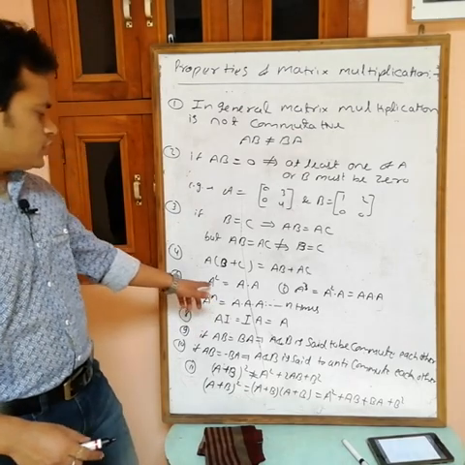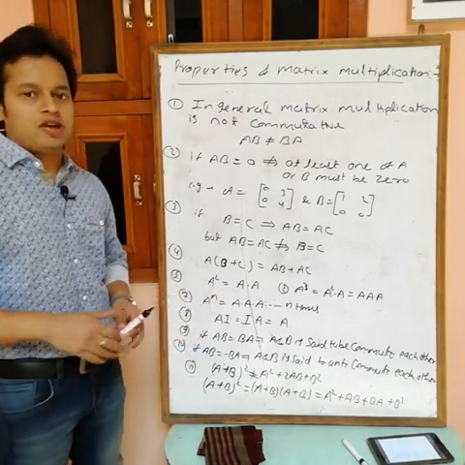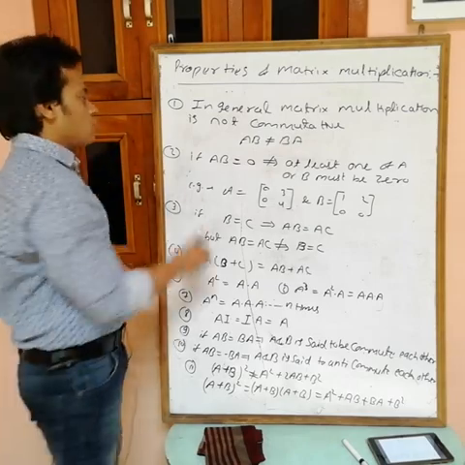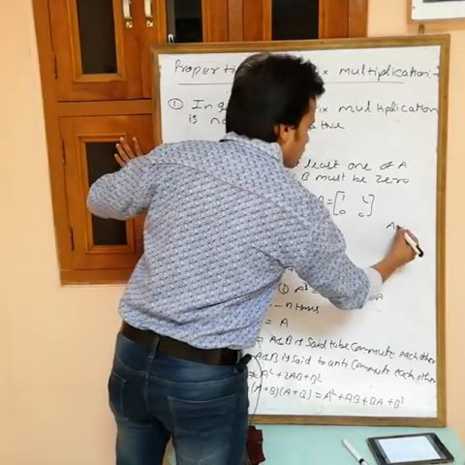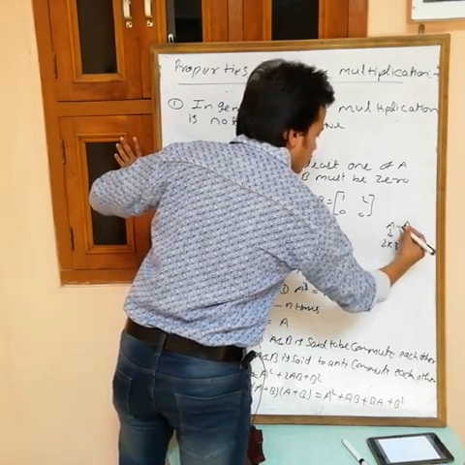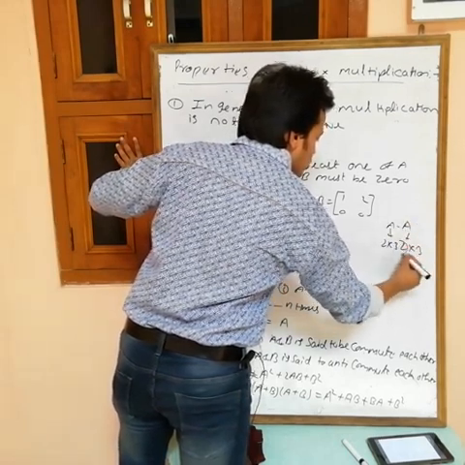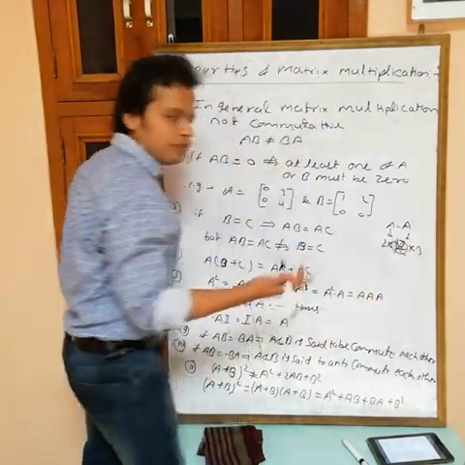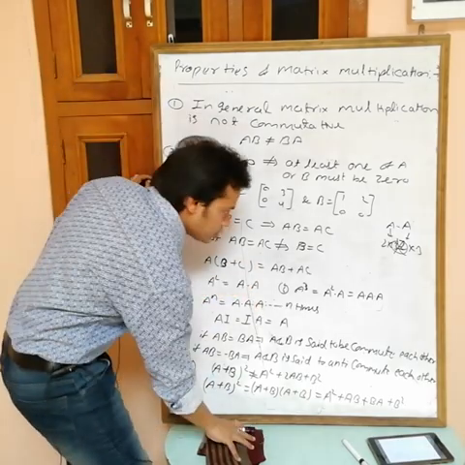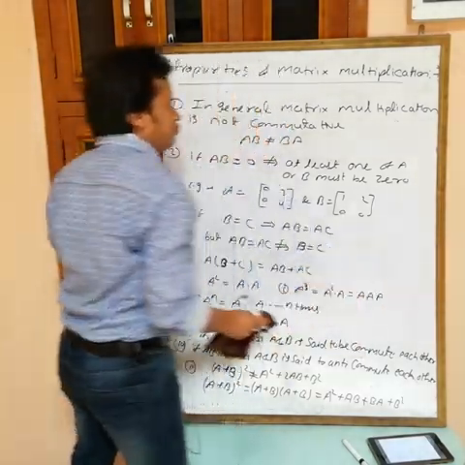And this is for any square matrix, obviously, because if A is not a square matrix, then how can you multiply A into A? Suppose the order of A is 2 by 3. Then A into A, this is also 2 by 3. Now these two are not the same, so the product is not possible. So A square, A cube, these are for square matrices. Okay, thank you. Write down.